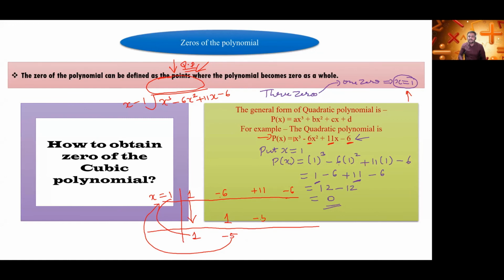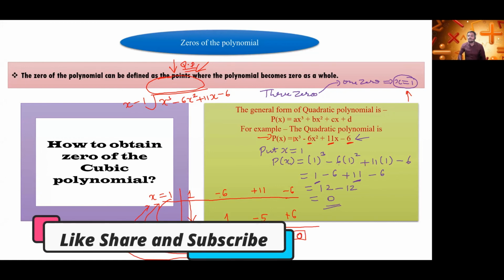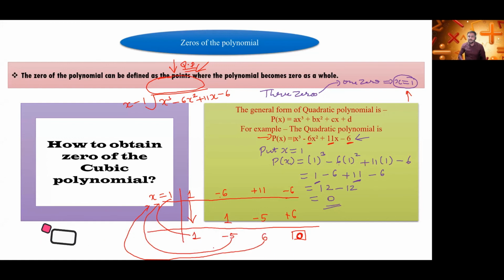What is the net effect now here? Plus 11 and minus 5, it will be plus 6. Next, I will take the product of this value and this value. So 6 into 1, it will be plus 6. And ultimately, I should get 0 here. Always I should get a 0 here. Now from these three values, I will form a quadratic polynomial. That quadratic polynomial will be x square minus 5x plus 6.